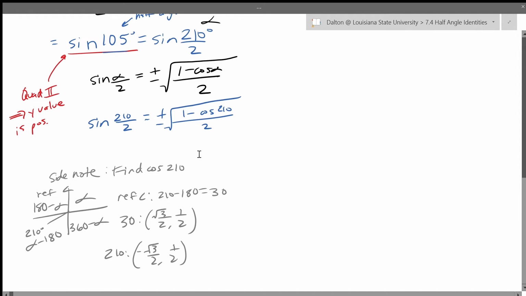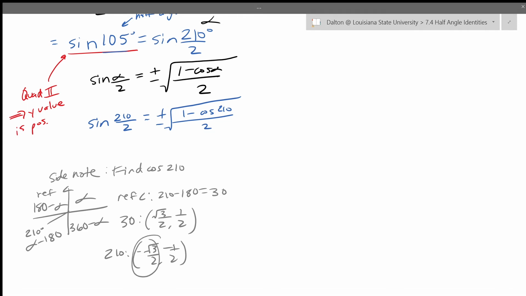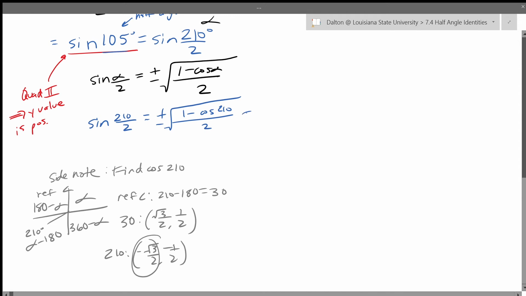Okay, 210, I'd mentioned both of these are negative because it is in the third quadrant. Now, I'm looking for the cosine, which is just the x. So that's the only thing I'm going to be substituting over here into the identity. Okay, so let's carry on now. We already established the y value is positive, so I can drop off the plus or minus symbol because I know it's going to be positive.